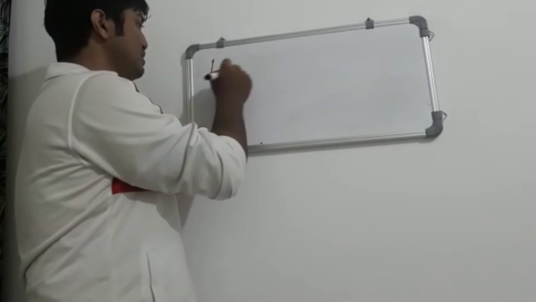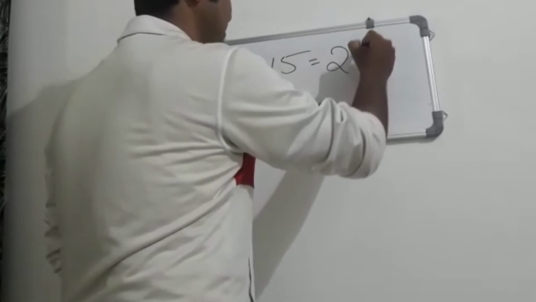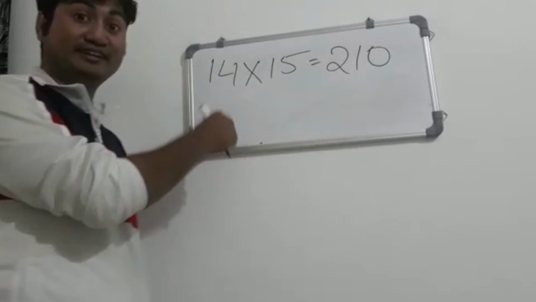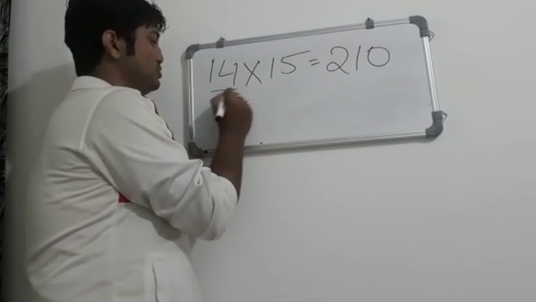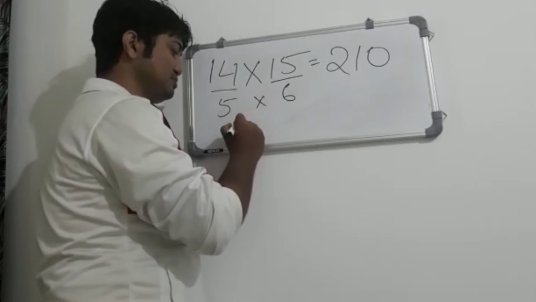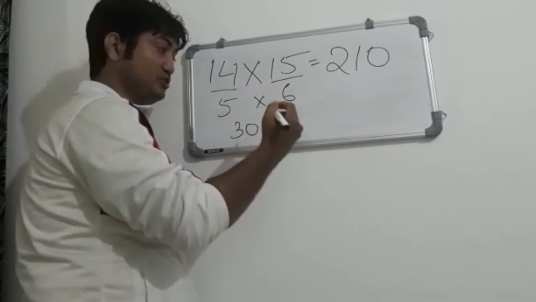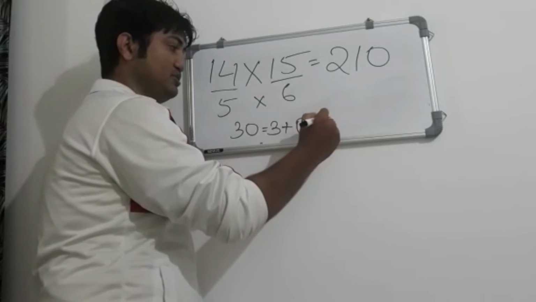So 14 into 15. See, we all know this thing is 210. Now let's validate the SOD thing here. 4 plus 1 is 5. 5 plus 1 is 6. When you multiply this two, it's basically a 30. 30 has an SOD of 3, which is 3 plus 0. Or I can actually write it out going to 3.